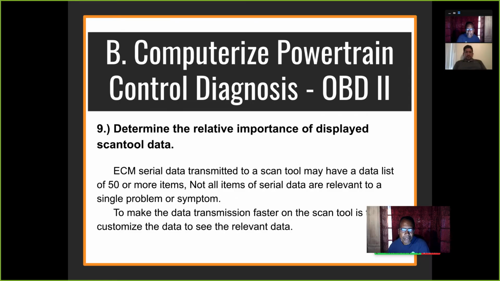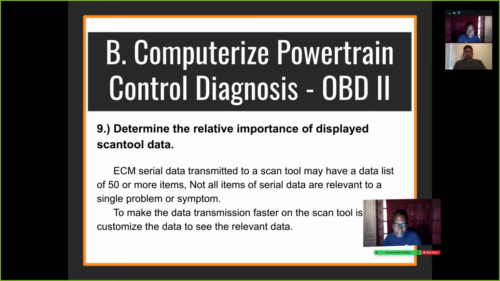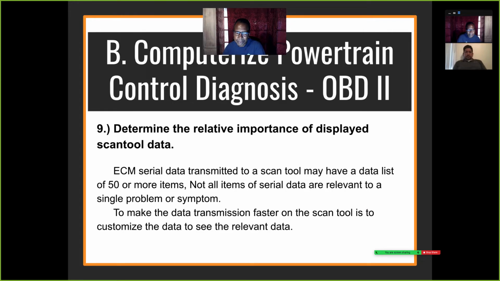Computerized control diagnostic overview 2. It says determine the relative importance of display scan tool data. Okay, the ECM serial data transmitted to the scan tool may have a data list of 50 or more items. That's what you don't need. On a scan tool, basically all you're looking at is the most important items. Even when ASE gives you a snapshot of something, you're looking at the most important items on the test.